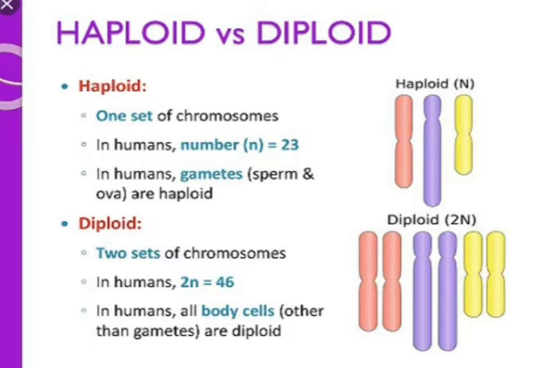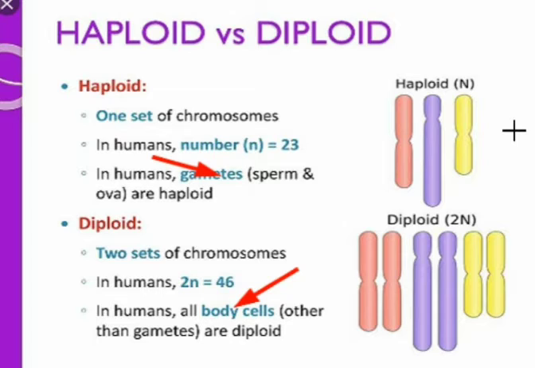I have taught you about somatic cells and the gametes. Remember the gametes. See here, they are again saying that the diploid cells are all those cells which are the cells of the body. And what are the cells of the body? See, they say all body cells are diploid other than gametes. But in humans, gametes are haploid.